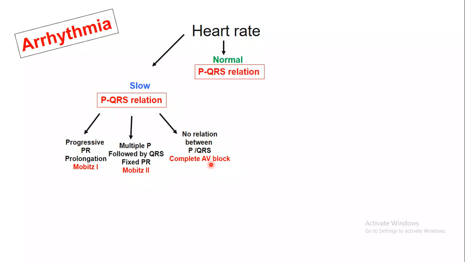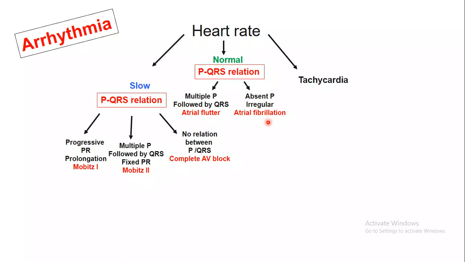Then if the heart rate is normal and the P-QRS relationship shows multiple P waves followed by QRS, this will denote atrial flutter. If we have absent atrial activity or absent P waves with an irregular relationship, this will be atrial fibrillation.